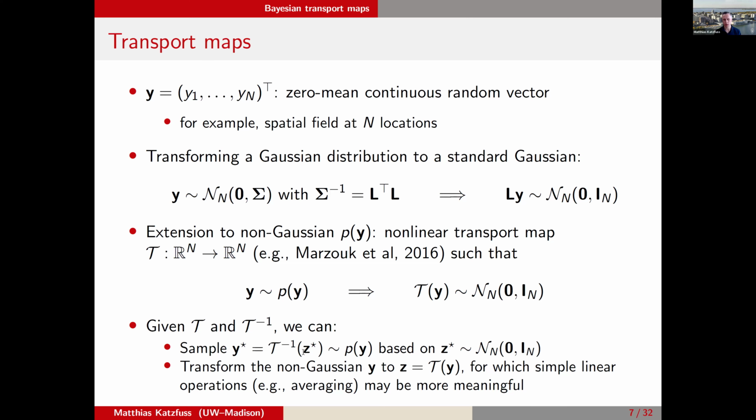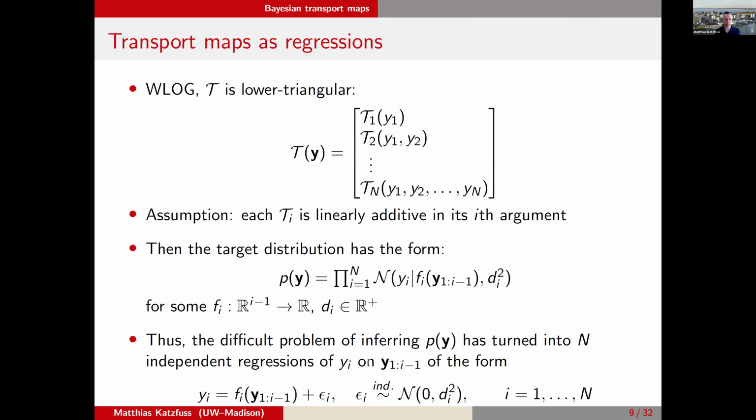We can sample from our distribution of interest by just sampling from the standard normal and then applying the inverse map. Another nice thing that we might want to do with transport maps, that I'm not going to talk too much about here, is that we could also take this non-Gaussian y, map it to Z, and then do linear operations on Z that might be more meaningful for Z than for y. For example, if we're averaging over things or doing some kind of linear transformation, we might want to apply that to Z instead of y. But again, I won't talk about that too much in this talk.